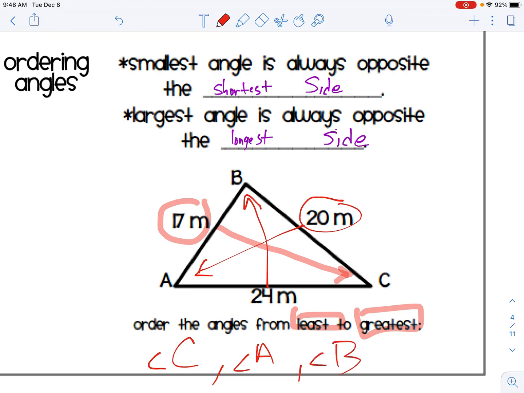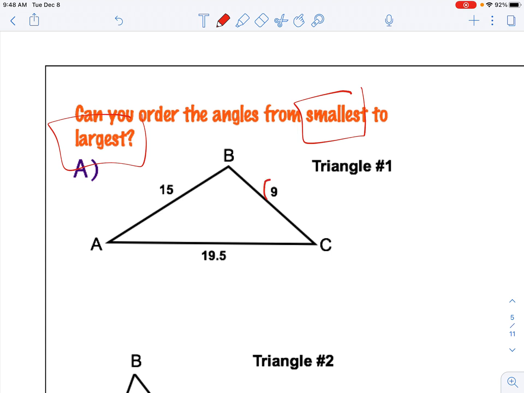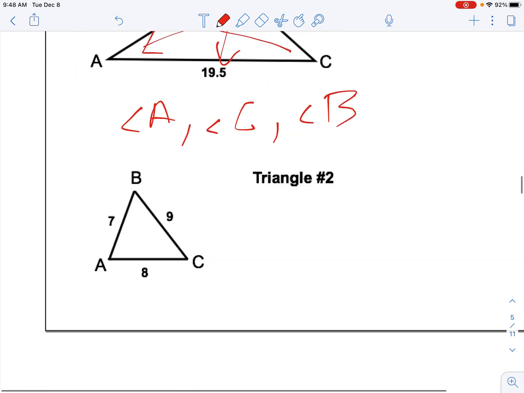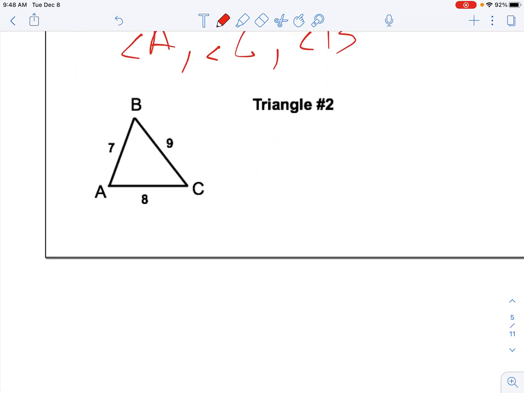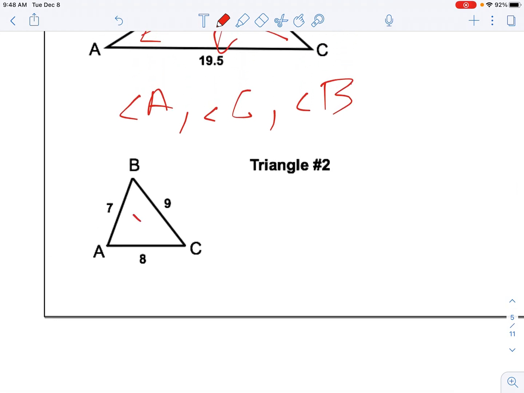All right, pretty simple, right? Find the smallest. Just read the directions. Smallest, largest. So start at the smallest side. It points to the smallest angle. Medium side, medium angle, largest angle. All right, you guys try number 2. You can pause it because I'm just going to keep going through, okay? So smallest is 7. Smallest angle is C. Next is B. And last but not least is angle A.